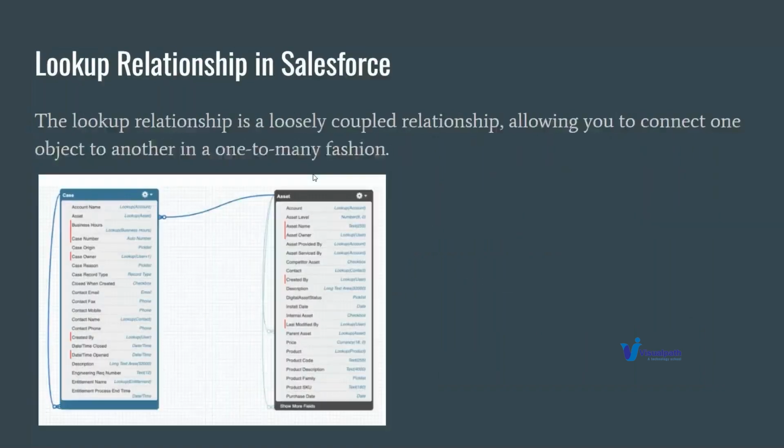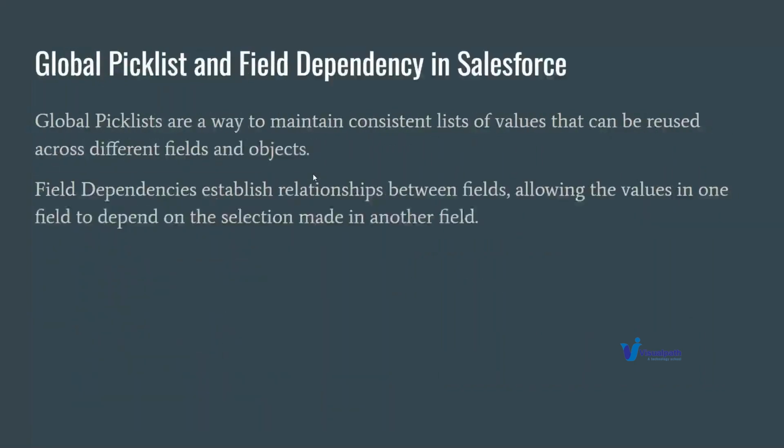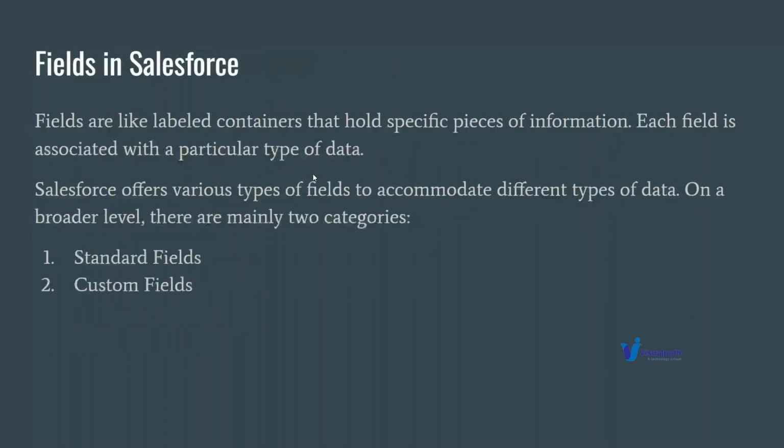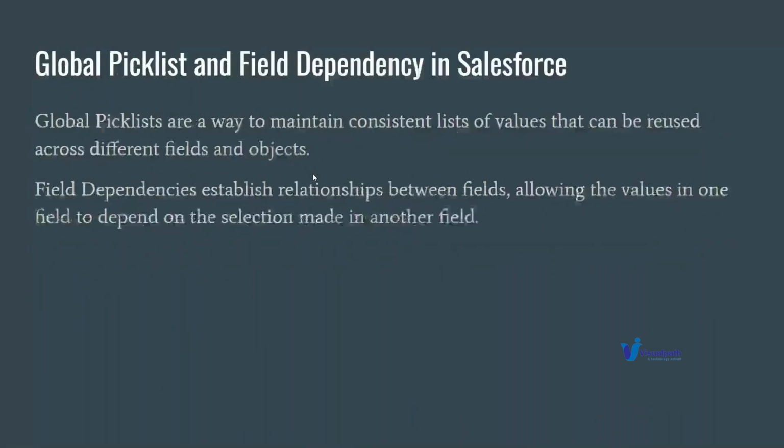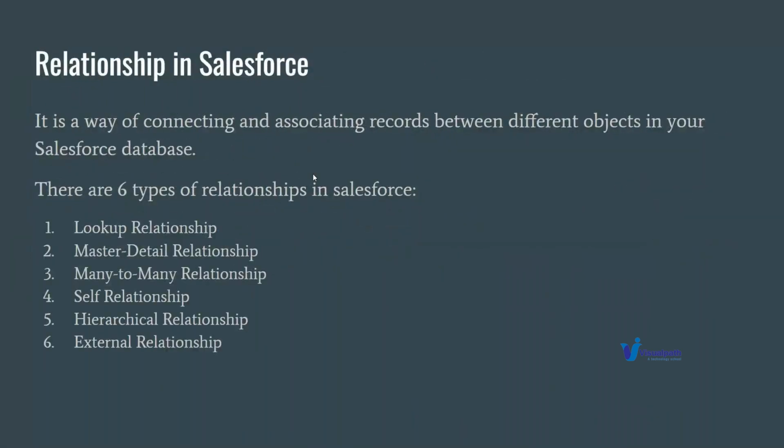Any questions till now? Whatever we have learned regarding global picklist, field dependencies, database object, apps, tabs, and in terms of relationship, lookup and master detail. Any questions on this? I will share the notes, whatever we have discussed today. But if any question, you can let me know. Or else once you are doing the hands-on.